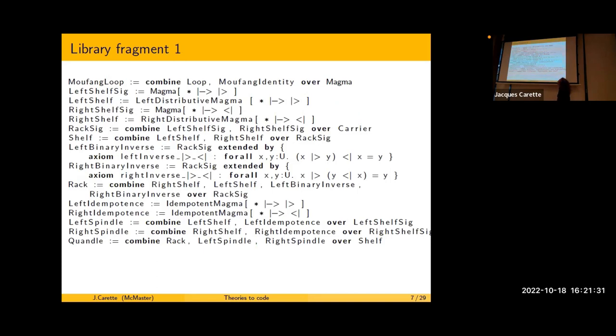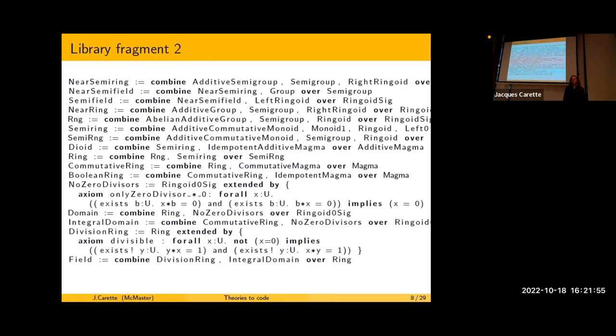And I say Wufang loops and shelves and racks and spindles and quandles are actually something that you find in Wikipedia and physics and all of that. And I put them up here just because I knew that pretty much nobody knows about this, but they are algebras that you really do want. But if you then go to the stuff that one does know, culminating in fields and domains and Boolean rings and dialogues. And this is stuff that appears in computer science much, much more, but it looks the same.